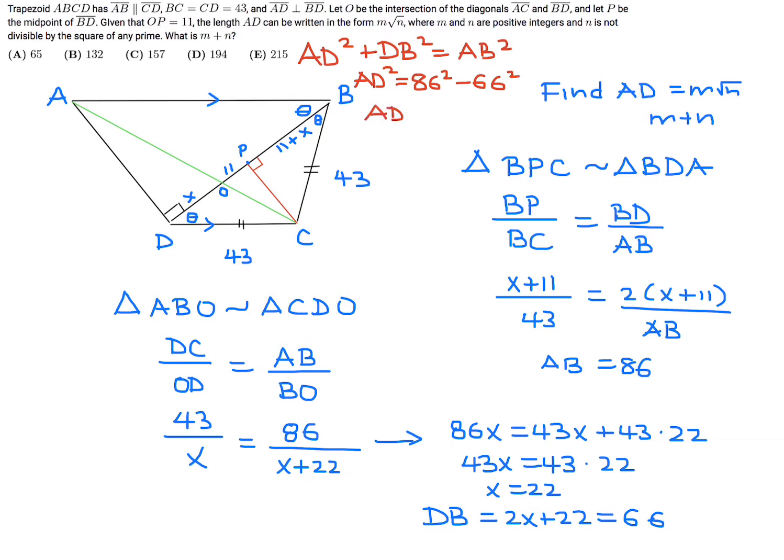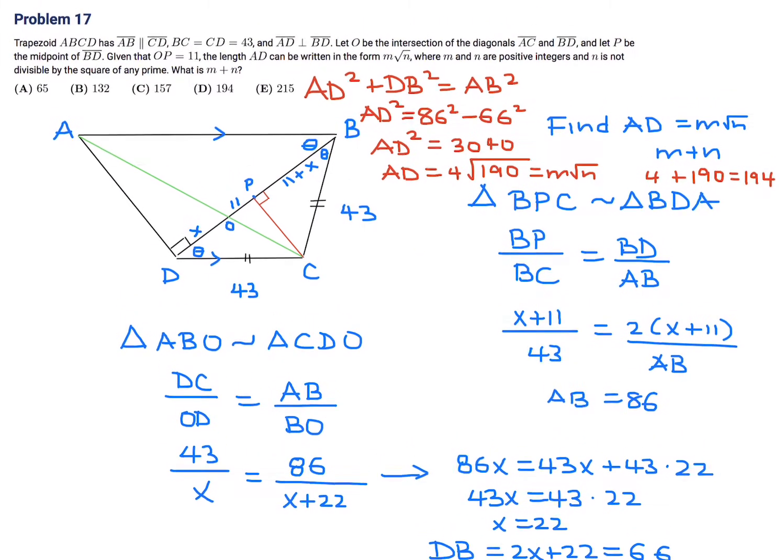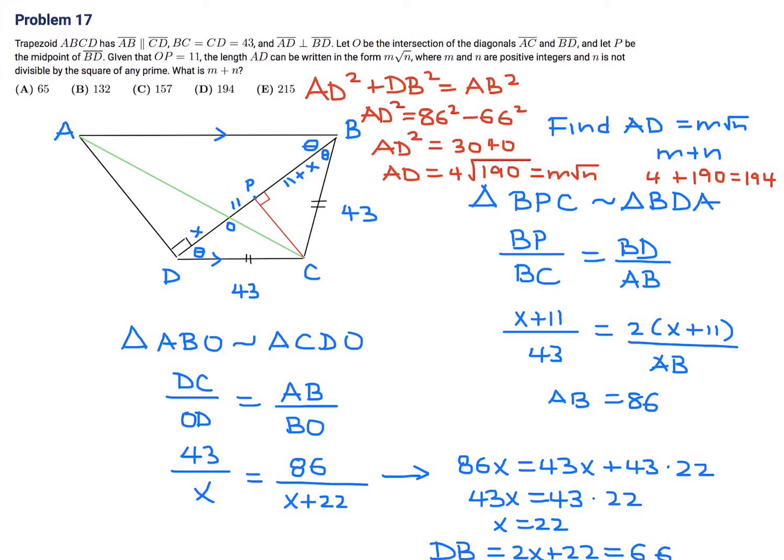So AD squared would be 3040, and therefore when you take the square root and do the necessary math, it'll be 4 root 190. So finally, m plus n, well, this is in the form m root n, so my m is 4, my n is 190, and therefore m plus n is 194. Number 17 would be D.